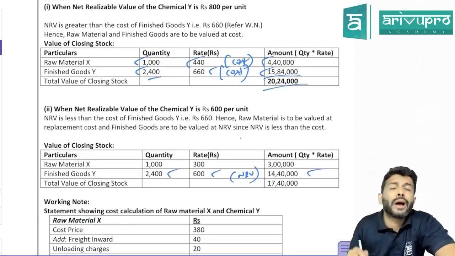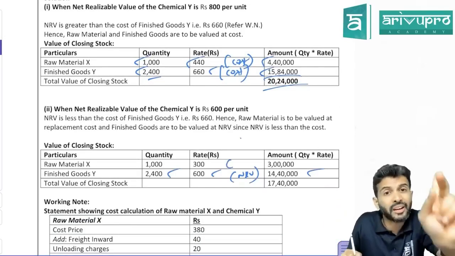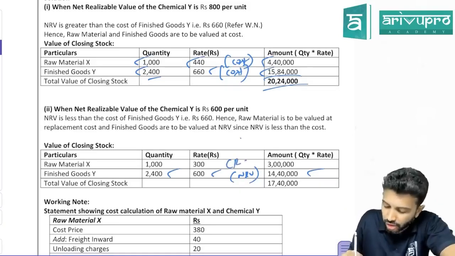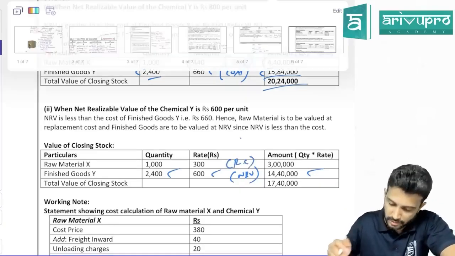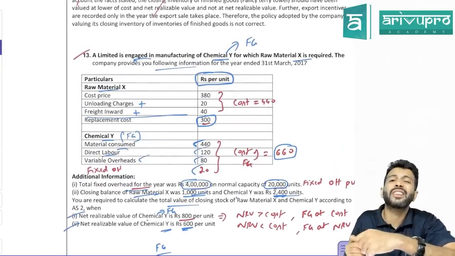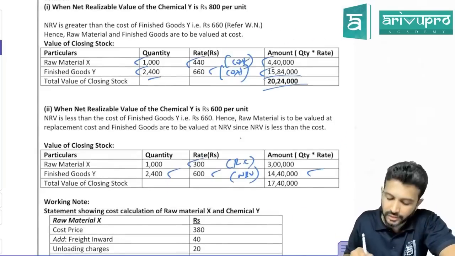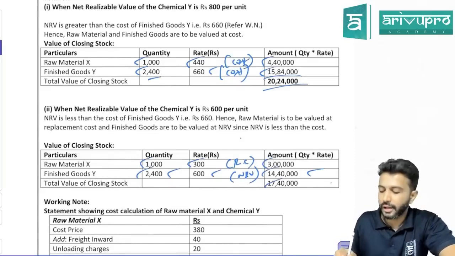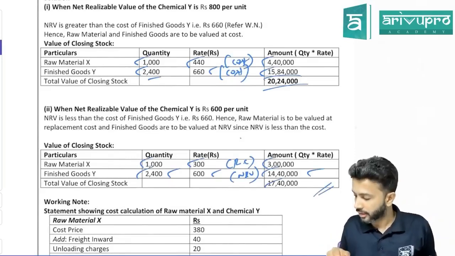Since finished goods is valued at NRV, raw material will be valued at cost or replacement cost. Raw material will be valued at replacement cost. Replacement cost somewhere they must have given here. Check, where is that? Here. Replacement cost of raw material is 300. 1 unit will be valued at 300. 1,000 units, it will be 3 lakh. That is your valuation. Yes, Saru?